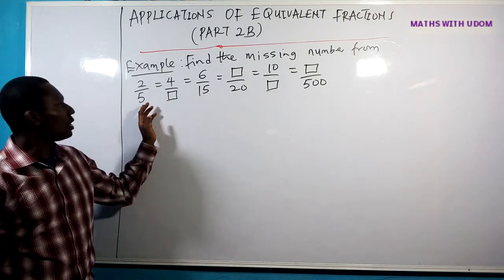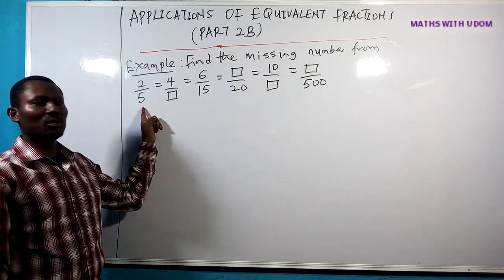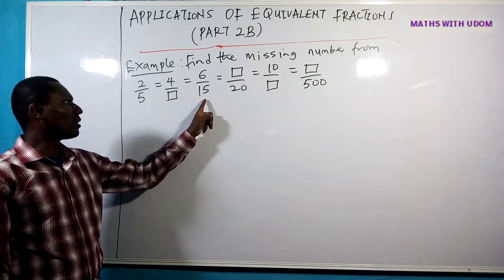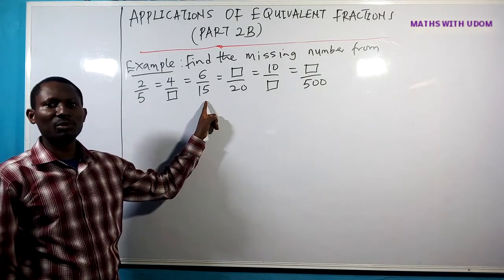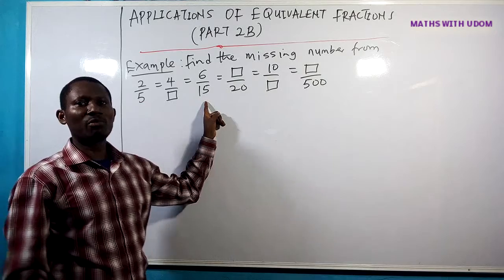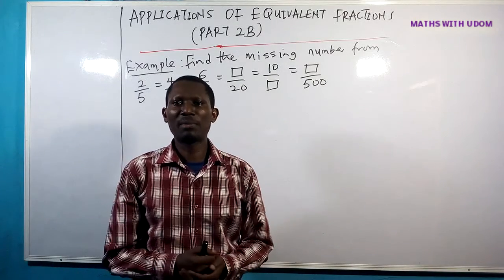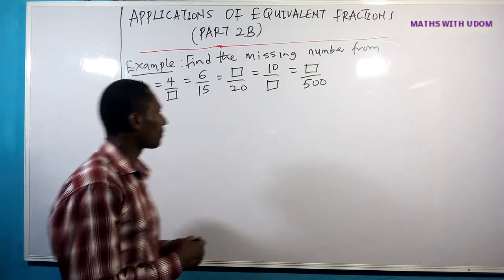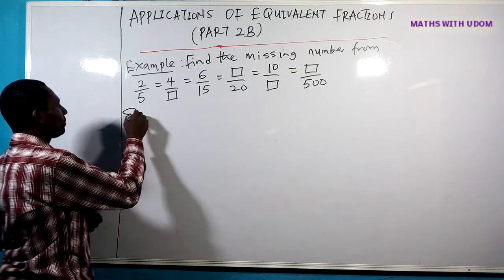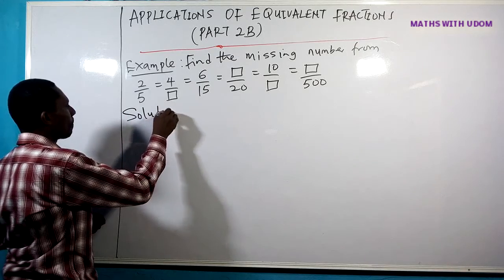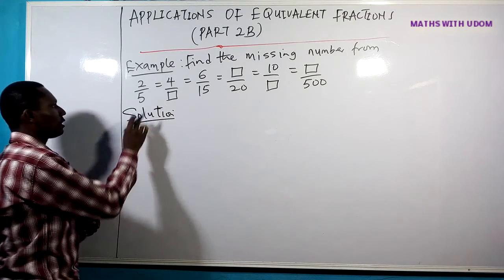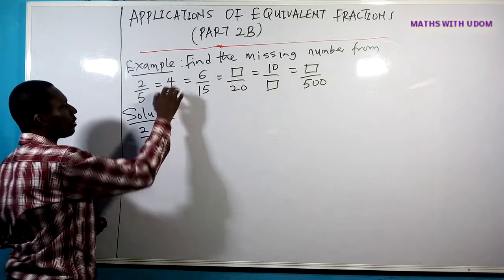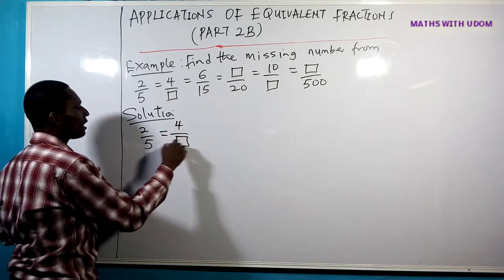To solve this, we merge a complete fraction with an incomplete fraction. You can use the first complete fraction or the second complete fraction at the middle. So both can be used to find the values of the missing numbers because the boxes represent missing numbers. Okay, so let's quickly do that. Now, solution. So the first complete fraction is 2 divided by 5 equals to 4 divided by box.